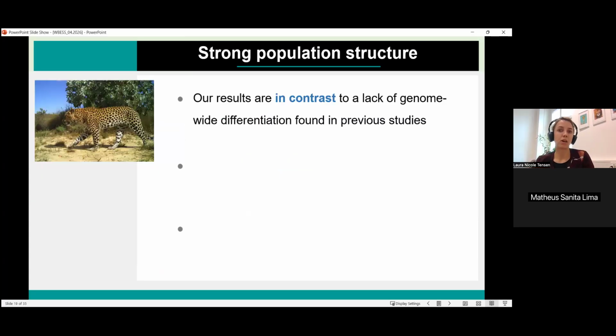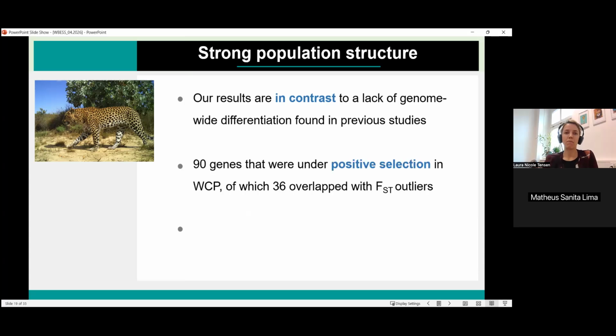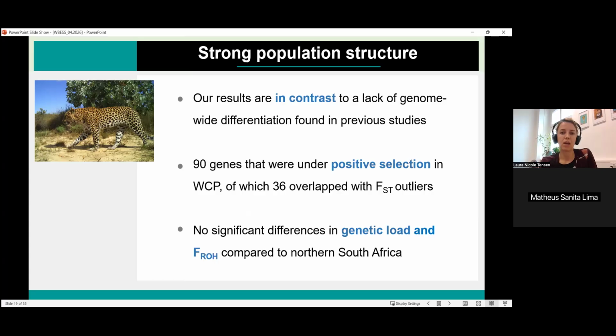So our results are in contrast to a lack of genome-wide differentiation found in previous studies. We found, like I said, 90 genes that were under positive selection in the Western Cape, of which 36 overlapped with FST outliers. And we found no significant differences in genetic load and ROH compared to North and South Africa. So like I said, we don't think it's genetic erosion that caused the population structure we found. But then that sort of leads us to our next leopard.